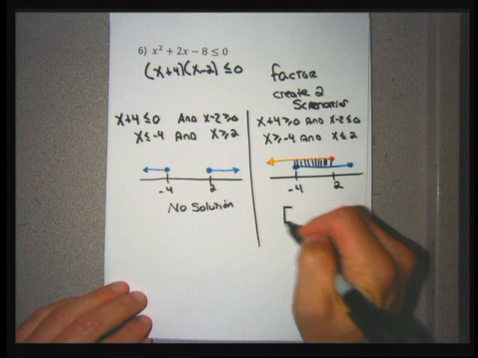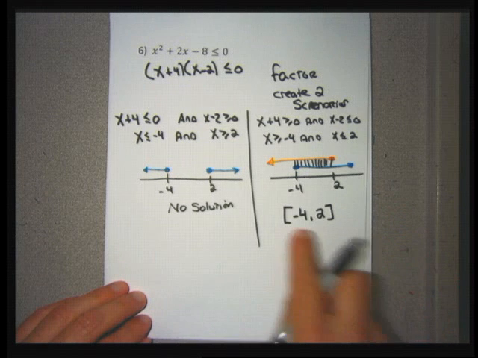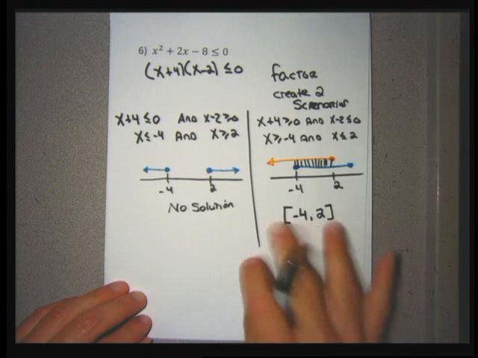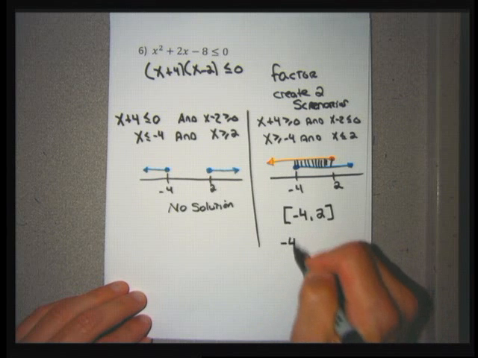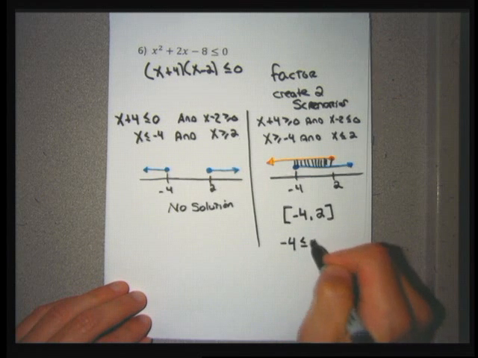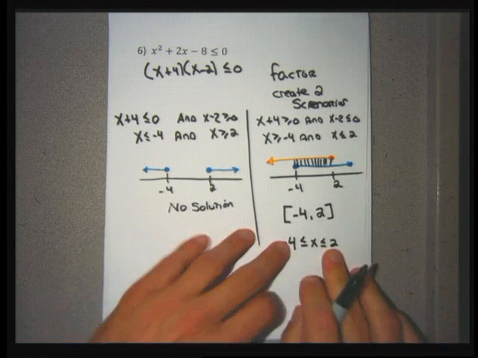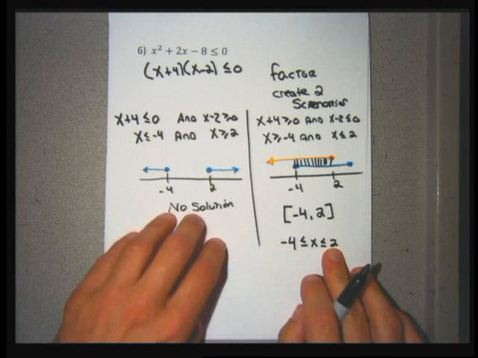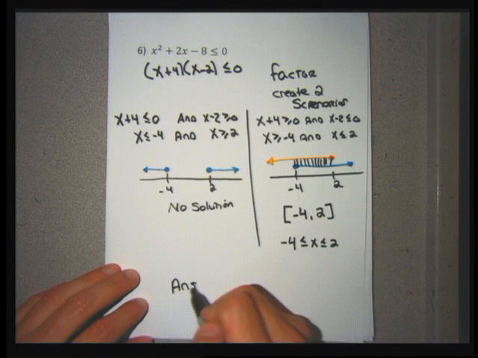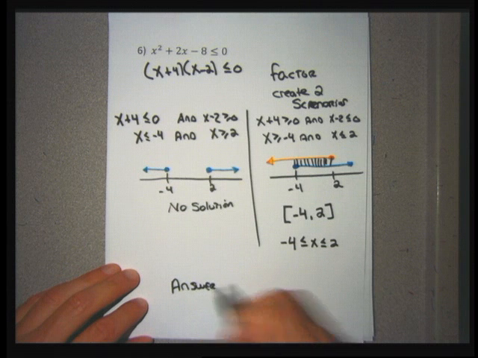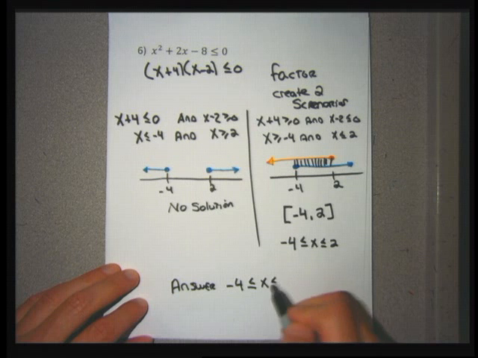A correct way to write the answer to this scenario is any number between negative 4 and 2, including negative 4 and positive 2. The better way to write that for me is to say negative 4 is less than or equal to x is less than or equal to 2. Because only the second scenario gave me an answer and the first scenario didn't, the second scenario is the entire answer. And the answer to this problem is going to be any number between negative 4 and 2, including the negative 4 and the 2.